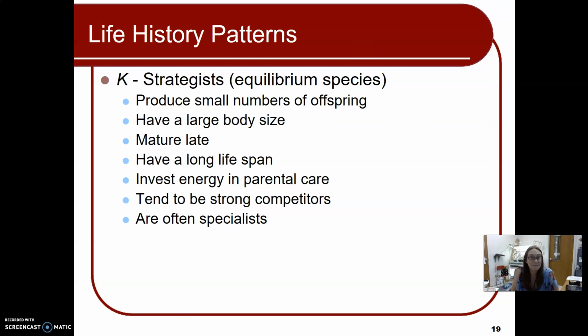So humans, bears. Let's go with bears. They typically have 1 to 2 offspring at a time. Larger body size. Takes them several years to mature. They can live 30, 40 years. They invest energy in parental care, so their cubs will live with them for 1 or 2 years. Strong competitors, and can be specialists.